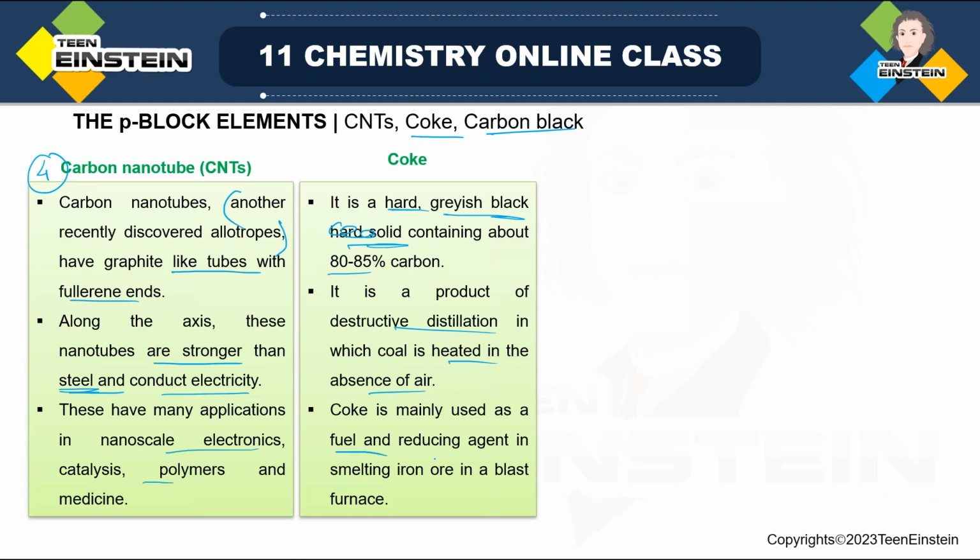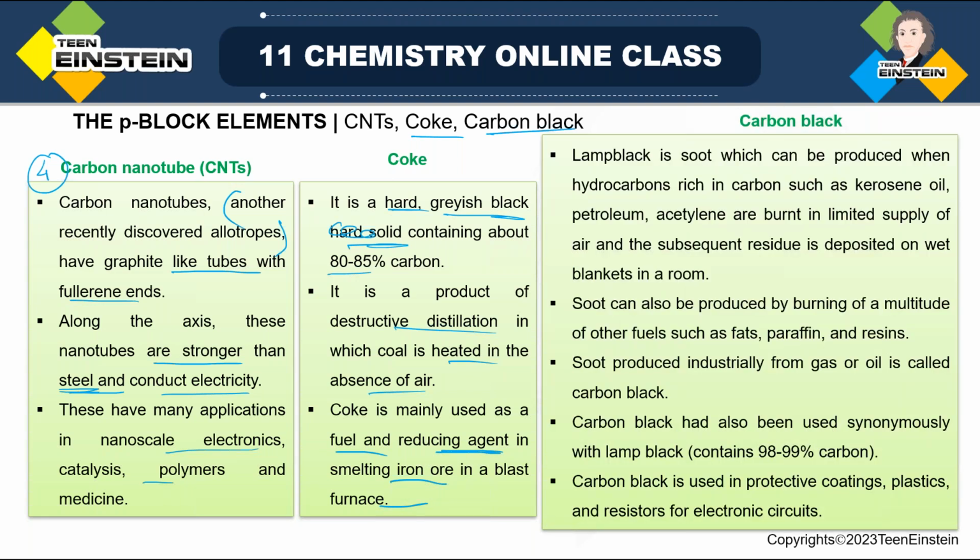Application is as a fuel and reducing agent also. So coke is a very good reducing agent, because it itself can be oxidized to CO and CO2. That means it can donate electrons towards other species. And it is used as a reducing agent in smelting iron ore in a blast furnace. That is basically an application in metallurgy.